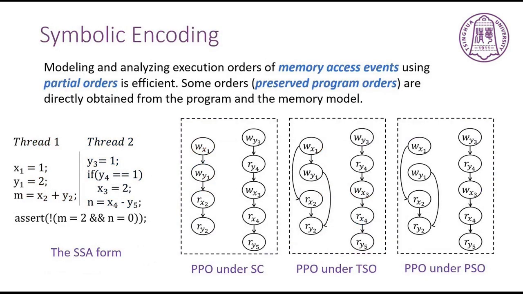An efficient way to verify concurrent programs is to use partial orders. One can model and analyze the execution order of memory access events to represent possible program executions. Events are sorted into read and write events, R and W in the picture. Consider the example program in concurrent SSA form and memory models SC, TSO, and PSO. Some orders, called preserved program orders, are fixed based on the program and the memory model. Note that choices of memory models only influence these preserved program orders, but are parallel to our proposed method.